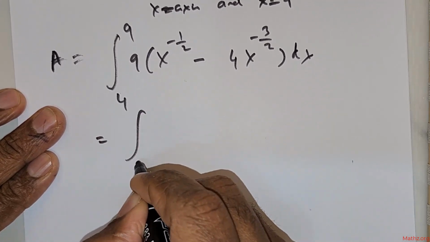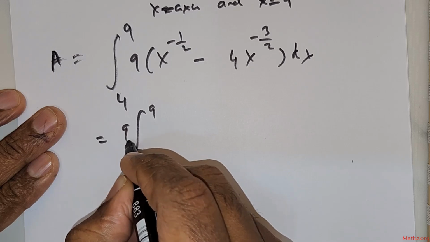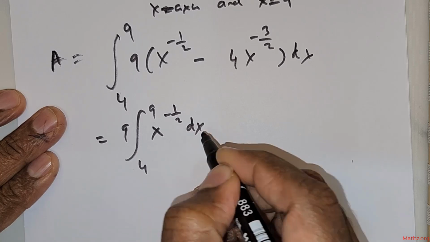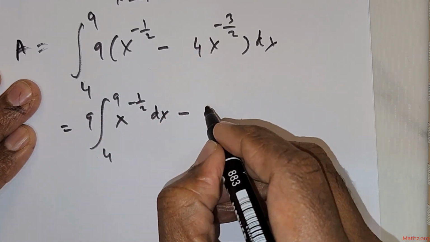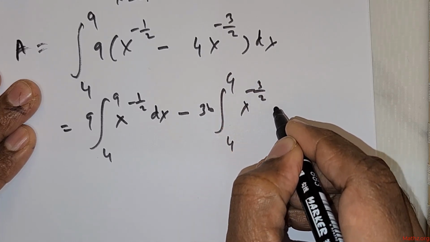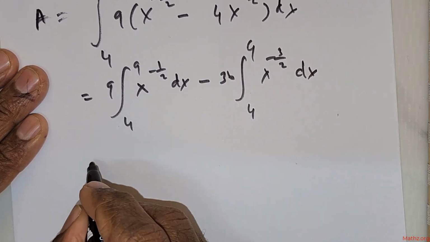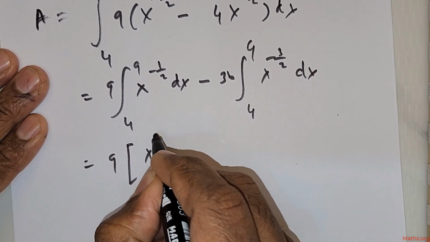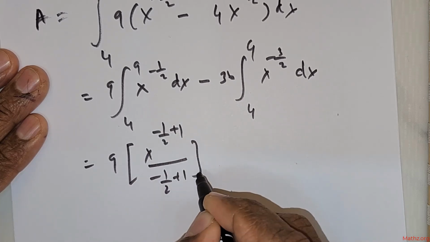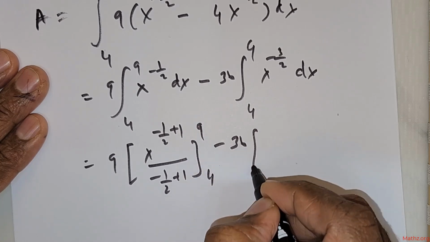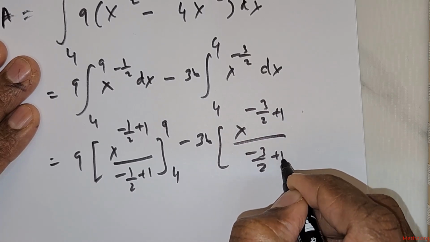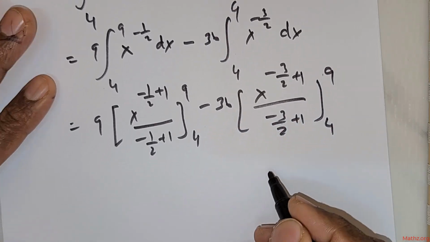So this is rewritten as the integral from 4 to 9. I'm going to distribute 9, so it's going to be 9 times x raised to the power of negative 1 over 2 times dx. Negative 9 times 4 is 36, integral 4 to 9 x raised to the power of negative 3 over 2 times dx. You integrate this, you get 9 times x raised to the power of negative 1 over 2 positive 1 divided by 1 over 2 positive 1, 4 to 9, negative 36 of x raised to the power of negative 3 over 2 positive 1 divided by 3 over 2 positive 1, limits of 4 to 9.